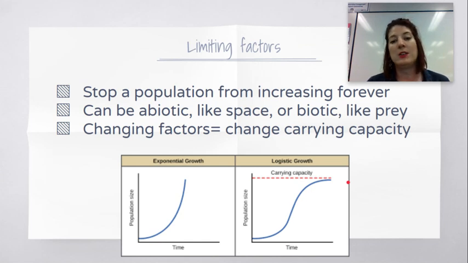And if we change a factor, we can change the carrying capacity. For example, if we have a forest ecosystem and we reduce the amount of sunlight by half, then the amount of plants there is not going to be as high. So the carrying capacity is going to drop.